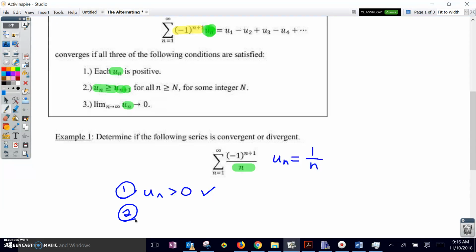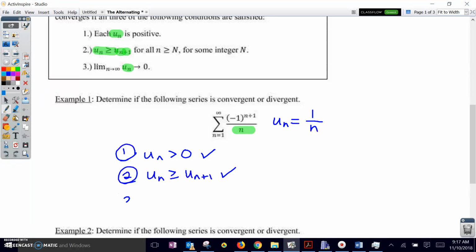Step 2. Is u sub n greater than or equal to u sub n plus 1 for all values of n above a certain starting point? Well, let's start with, say, 2. Is 1/2 greater than 1/3? Yeah. And 1/3 is greater than 1/4, and 1/4 is greater than 1/5, and so on and so forth. So that statement is true for all values of n.